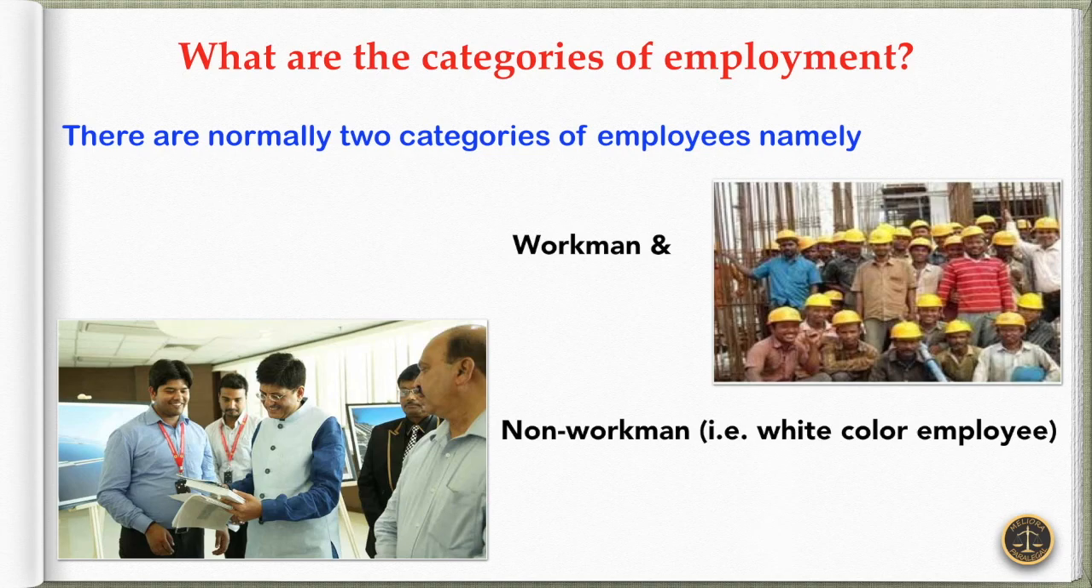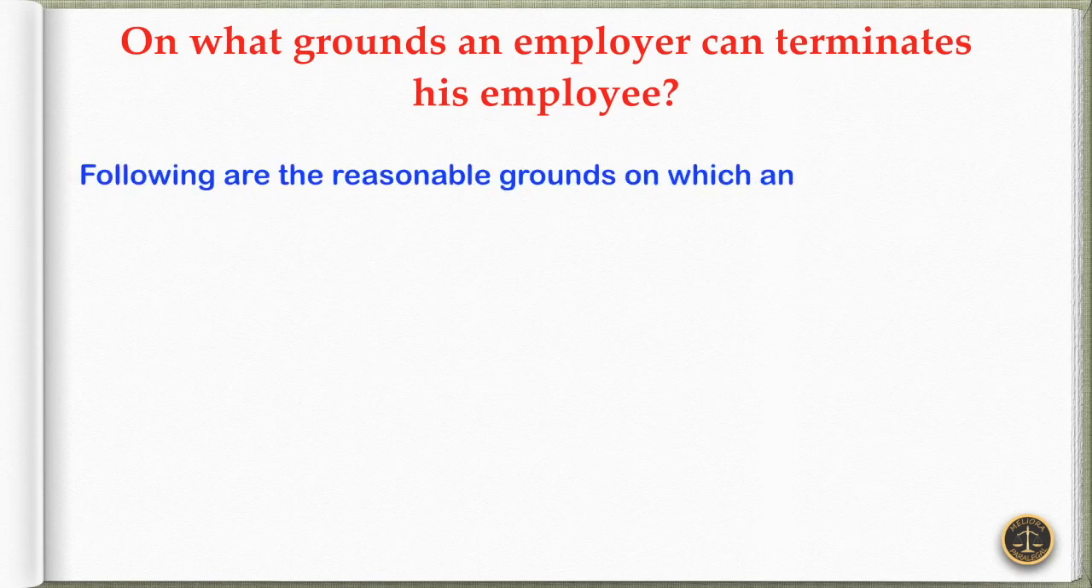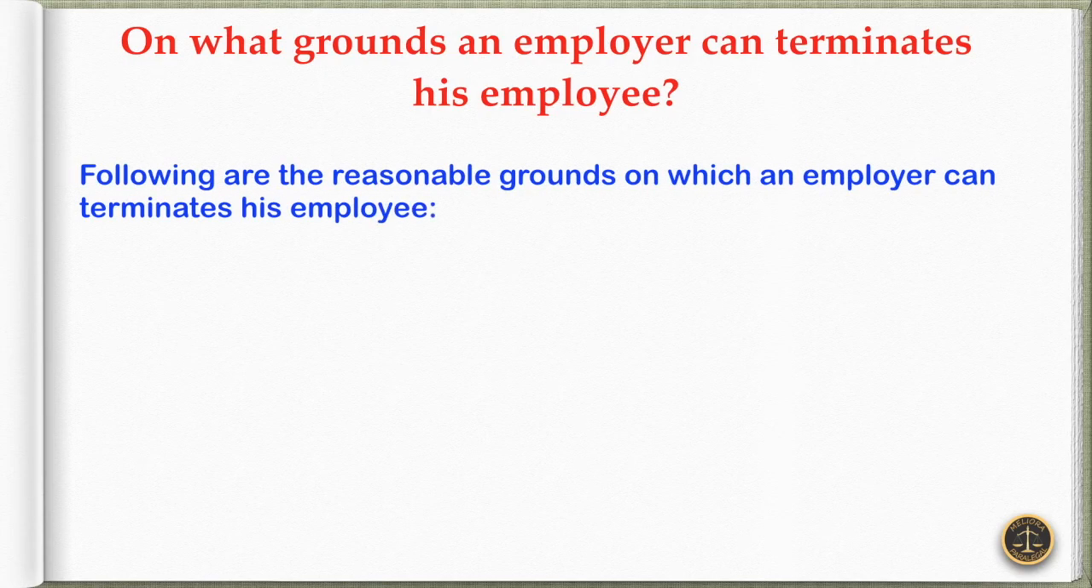Now, let's discuss on what grounds an employer can terminate his employee. Following are the reasonable grounds on which an employer can terminate his employee. Misconduct. On the ground of misconduct, an employer can terminate his employee. However, in such a condition, the employer has to give the employee a reasonable opportunity to put forth his defense. Secondly, the termination process should be conducted in a fair manner.